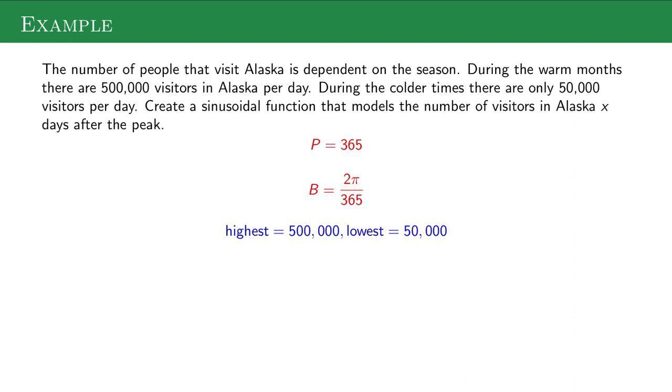Next, I'll find the midline. My highest value is 500,000. My lowest value is 50,000. Take the average of them, add them, divide by 2: 275,000. That's going to go in my equation.